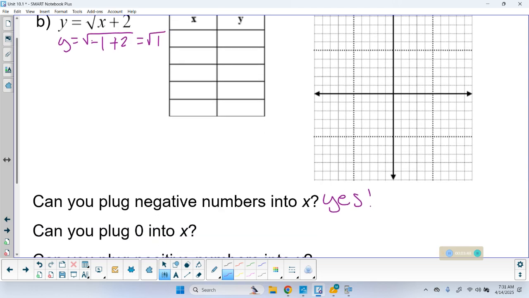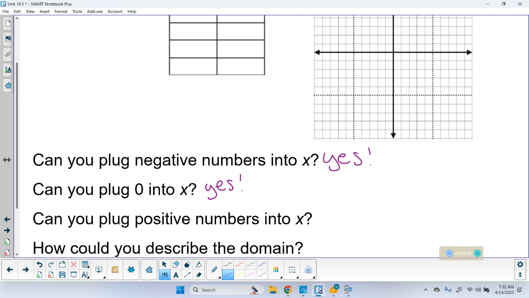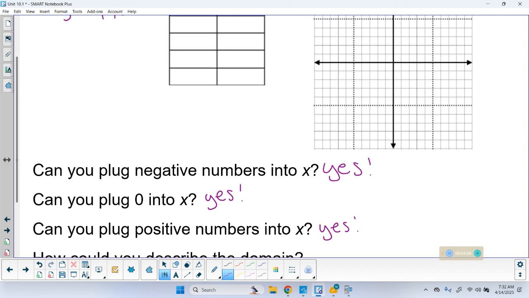Now, can we plug in 0? Well, if you plug 0 into x, 0 plus 2 is still positive. So again, that answer is yes as well. Can you plug a positive number into x? Well, if you can plug 0 into x, then yes, you can plug a positive number in as well. We'll look at the domain in just a second.